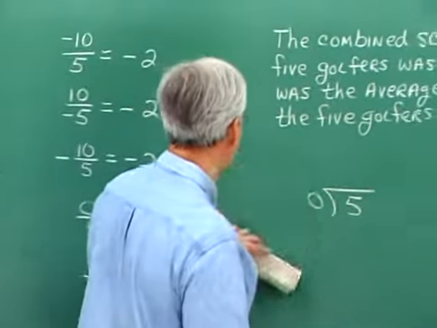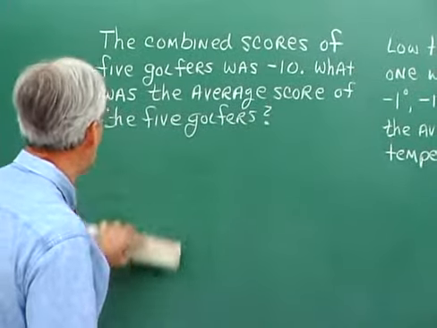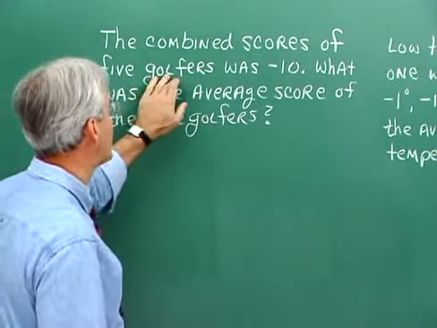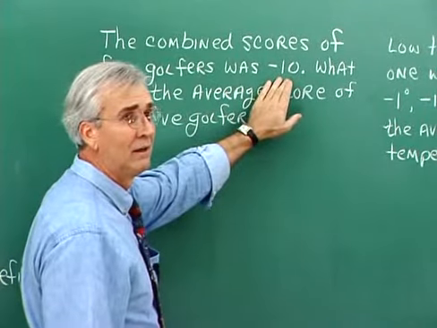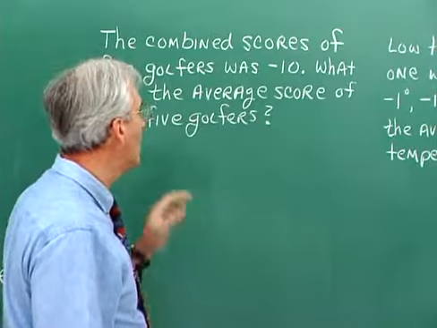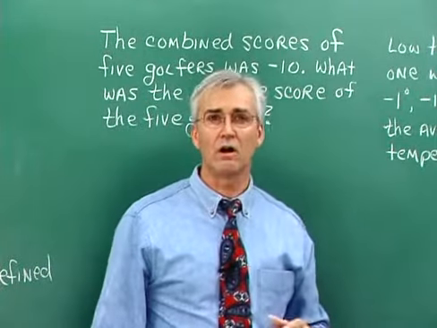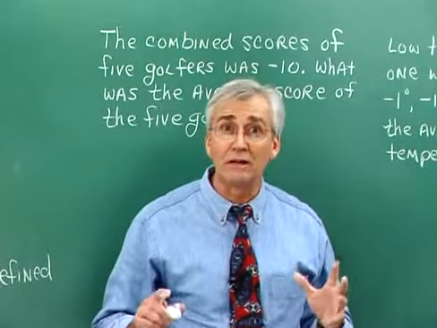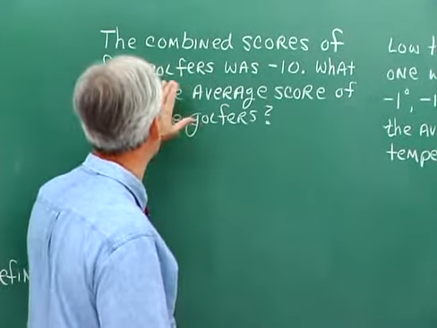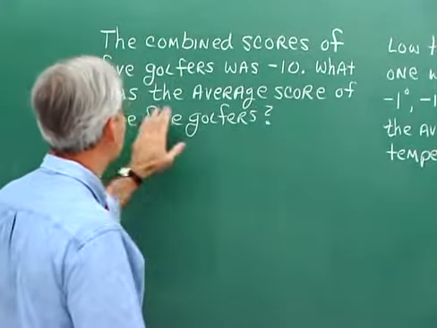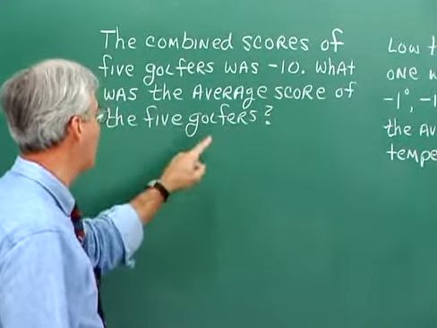Consider this word problem. It says, the combined scores of 5 golfers was negative 10. Now, negative 10 is 10 under par, if you're familiar with golf. And only professional golfers, presumably, would be shooting scores that would be this great. But the combined scores of 5 golfers was negative 10. What was the average score of the 5 golfers?